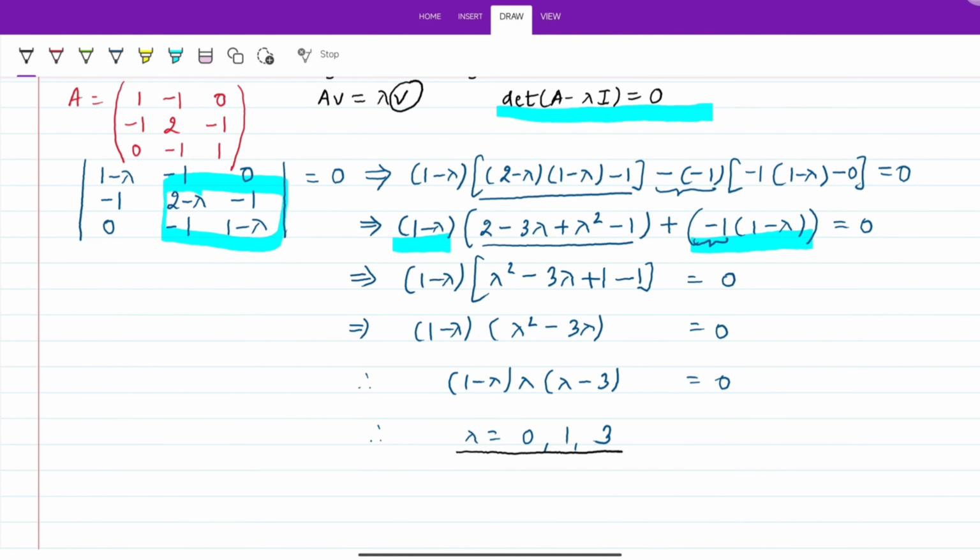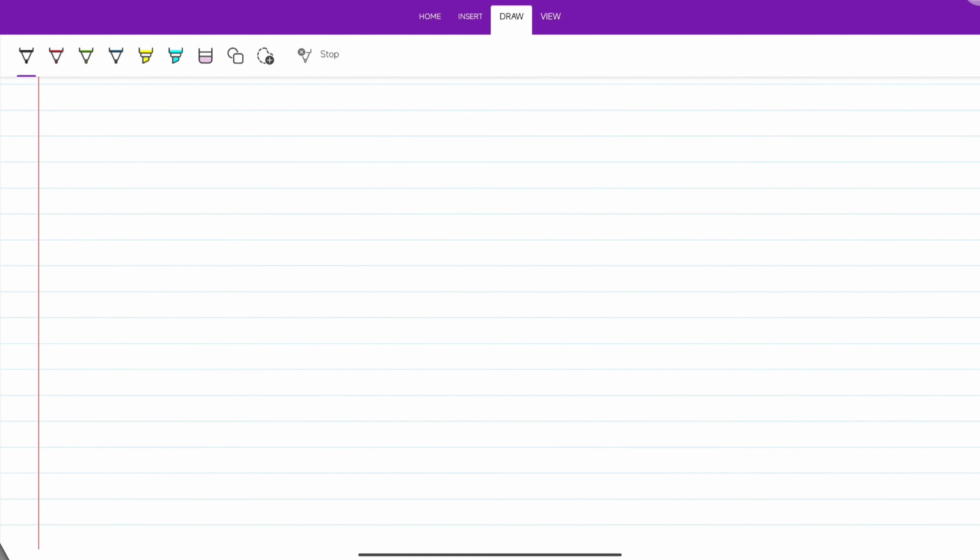Now next, we will be finding the eigenvectors corresponding to each of these eigenvalues. Let's start with lambda equal to 0. To find the eigenvectors, we need to consider the equation A minus lambda times I into V is equal to 0, where A is the given matrix, lambda is the eigenvalue, I is the identity matrix of the same order as A, and V is the eigenvector which we wish to find.